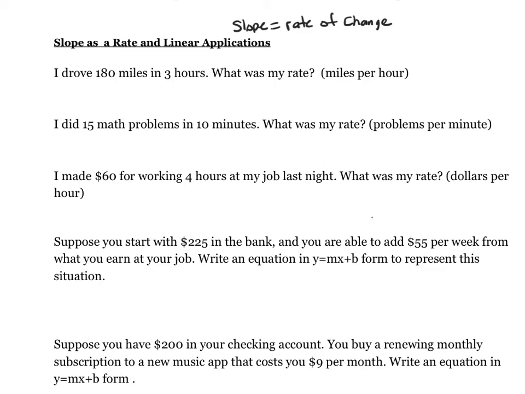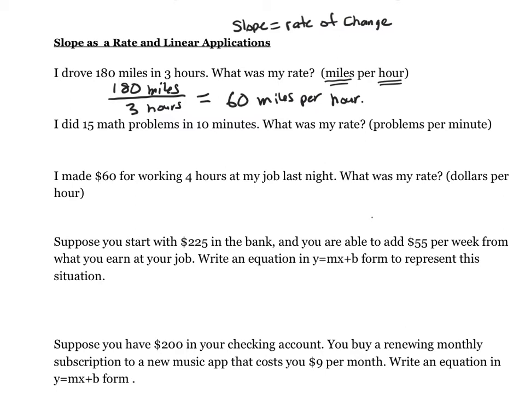Like in this first example, it says, I drove 180 miles in 3 hours. And the question is, what was my rate? Well, when you're driving, a common rate is miles per hour. So I would do 180 miles per 3 hours. Well, that is the answer to that expression, or if I simplified it, would tell me the slope of a line if I was graphing this drive. And 180 divided by 3 is 60. So the slope is 60 miles per hour.